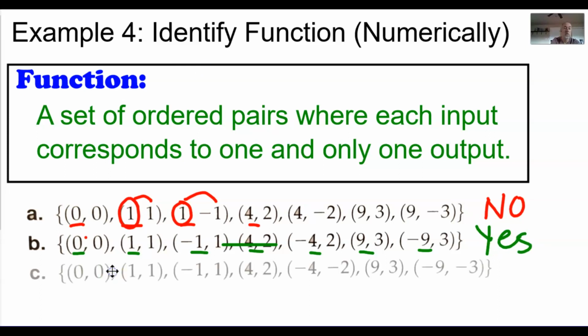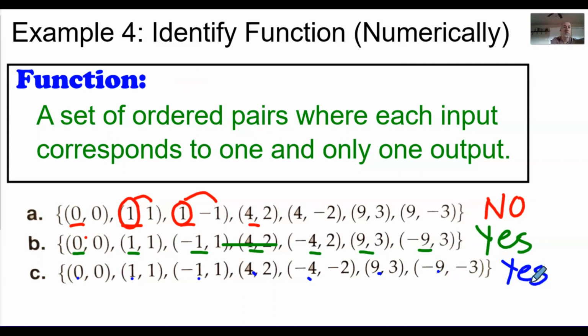Okay, and the last example, same thing. Check out the x values. If you find a repeat in the x values that has a different y value output, then it's not a function. 0, 1, negative 1, 4, negative 4, 9, negative 9. No repeats. This is a function.